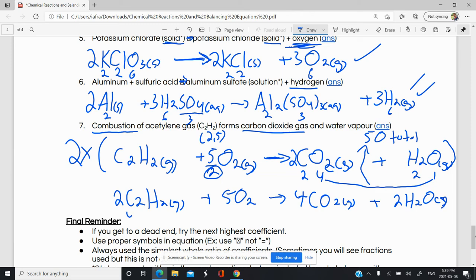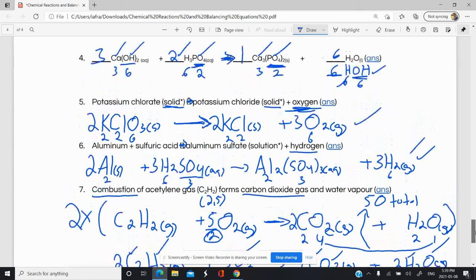So we have 2 times 2, 4 carbons. Okay. And then 4 times 1, 4 carbons. So carbons are good. And then for H's, 2 times 2, 4 H's. 2 times 2, 4 H's. So H's, hydrogens are good. Oxygens, 5 times 2, 10. Oxygen. 4 times 2, 8. 2 times 1, 2. 8 and 2, that's 10. So our oxygens are balanced, and that's our balanced equation for the combustion of acetylene gas.